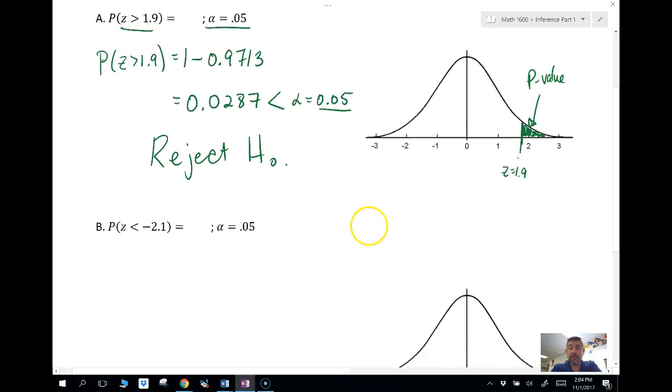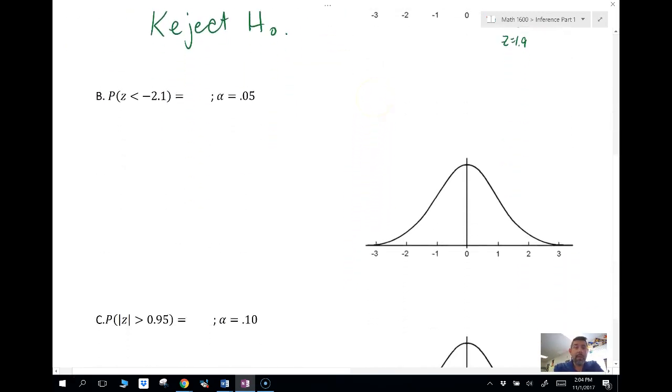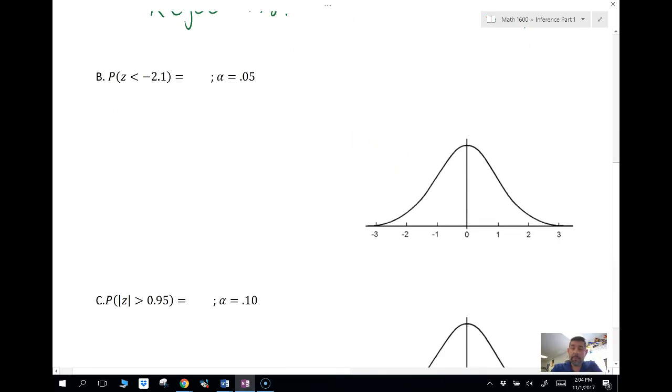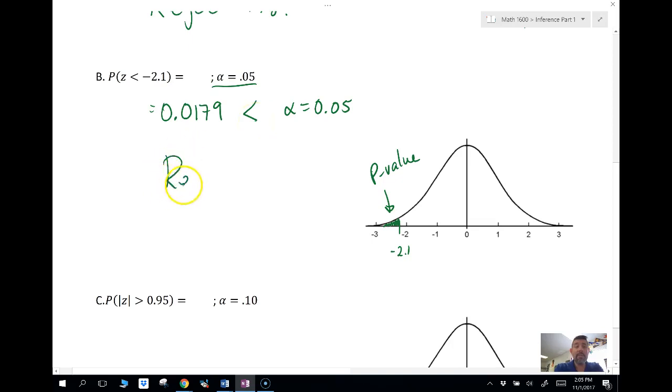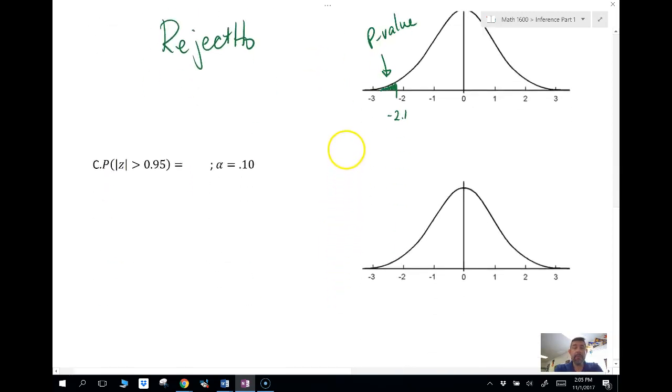All right, take a look at another one. Okay, z is less than negative 2.1, so we're going to go here to negative 2.1. We're going to shade in the area down here. That's our p-value, so I'm going to write that like that. I'm going to look that up in my z table, and I'm going to get 0.0179. I'm going to compare that to my alpha level of 0.05 that I get right here, and I'm going to say, hey, that's less than that. So we're going to reject the null. Pretty straightforward, right? Let's take a look at another one.